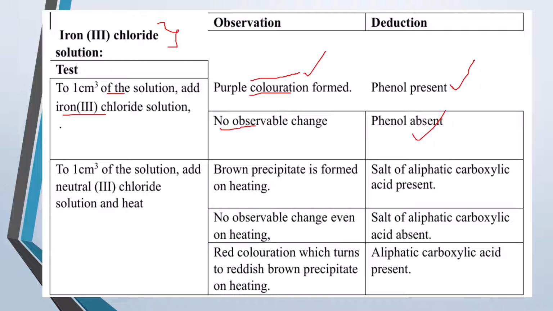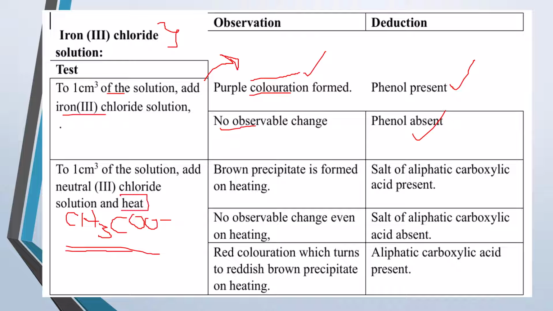Now also, that is to test for phenol. Also, iron chloride solution, we use it in testing for the acetate ion, which is always in this format. I think you should put this down in the brackets if you're writing these notes. So when you want to test for this acetate ion, we are going to tell you that after adding that iron chloride solution, you heat. This word must be there.